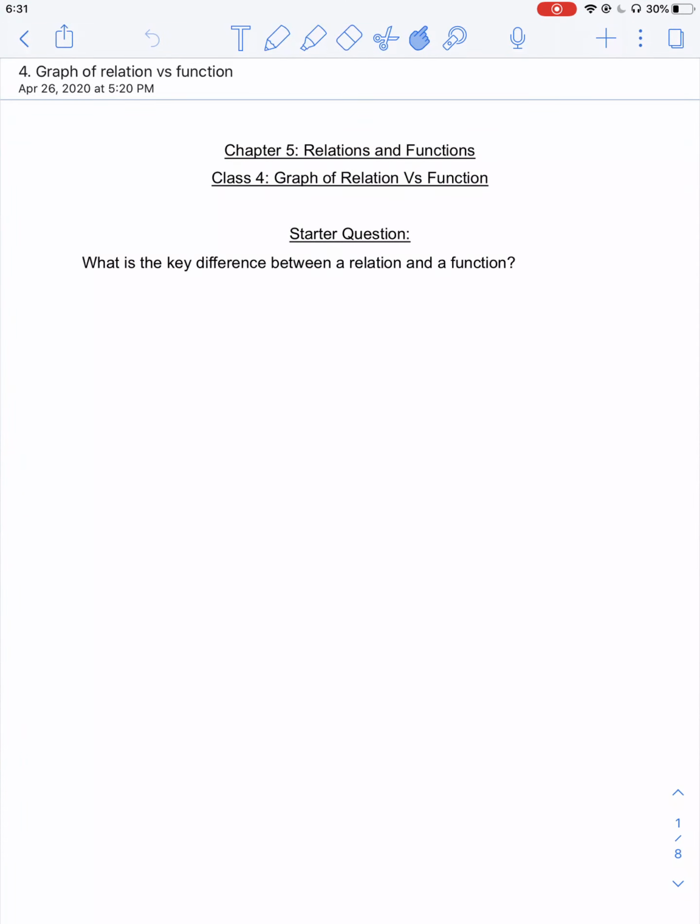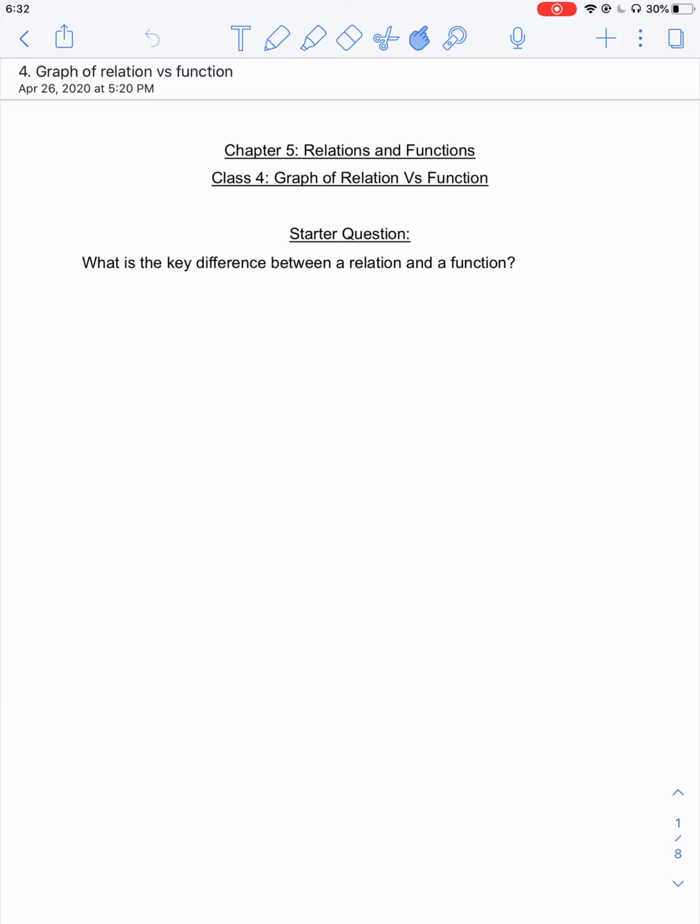Okay, so today we're going to expand on the notion of relation and function. I've already shown you how they differ when you're given a table of values or when you're given the coordinates, so you can kind of know when it is not a function.